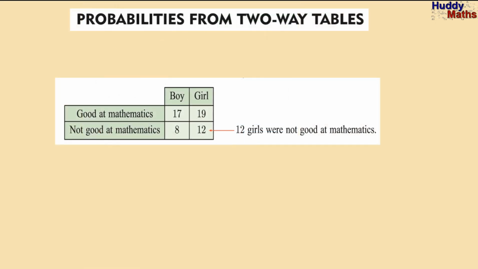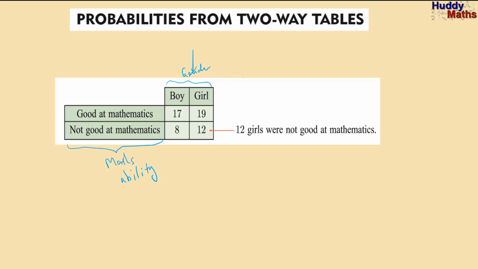Probabilities from two-way tables. Okay, two-way tables. Now, this is what we mentioned on the first screen. We're going to measure whether the person is a boy or a girl. So that's measuring that variable, the gender. And we're also going to measure whether they're good at maths. So maths ability is the other variable. Variables are quantities which vary, which we try to make some measurement of. We'll do that in statistics coming up.